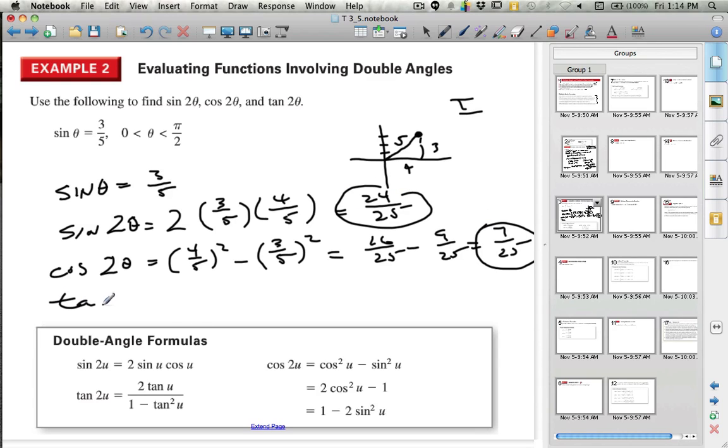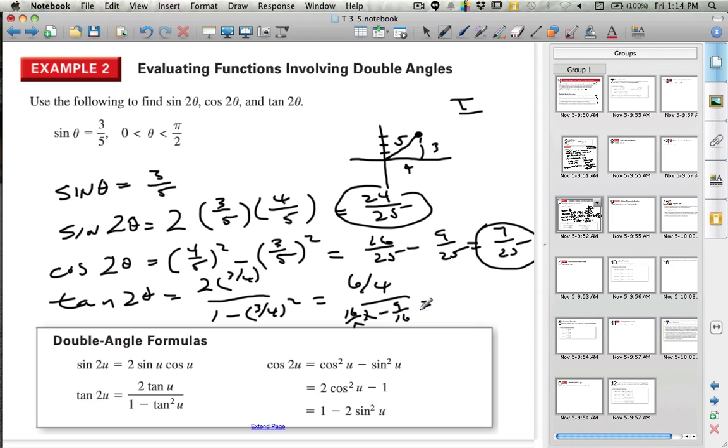And finally, if I want to do tangent of 2 theta, that's going to be 2 times the tangent of theta over 1 minus tangent squared theta. So that's 2 times opposite over adjacent, which is 3/4, over 1 minus 3/4 squared. So up in the numerator, I'll have 6/4. And down here, I'll have 1 minus 9/16. Well, 1 is 16/16, minus 9/16 is 7/16. And 6/4 is 3/2.